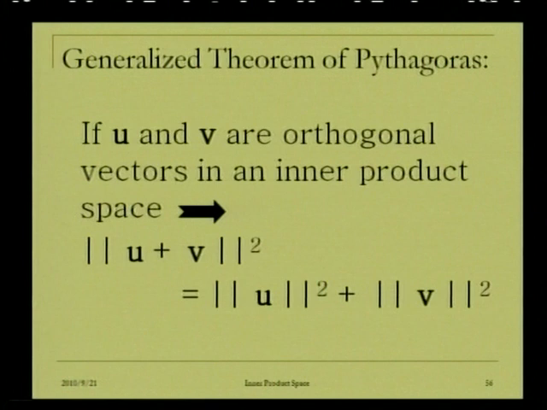Next is the generalized theorem of Pythagoras. If u and v are orthogonal vectors in an inner product space, then the square of the norm of u plus v is equal to the square of the norm of u plus the square of the norm of v. Let us have the proof of this on Teletop.